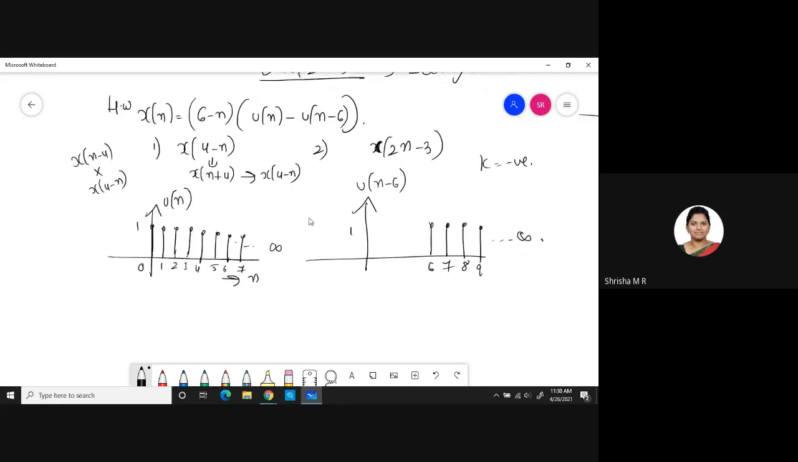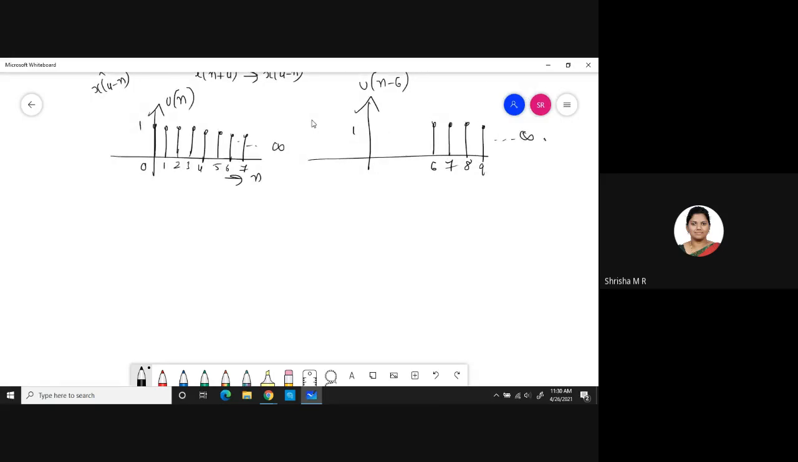Okay. So now you subtract u of n minus u of n minus 6. From where to where will the signal exist if you subtract these two signals? From 0 to 5. So 0, 1, 2, 3, 4, 5. Got it? So this is u of n minus u of n minus 6. Correct?